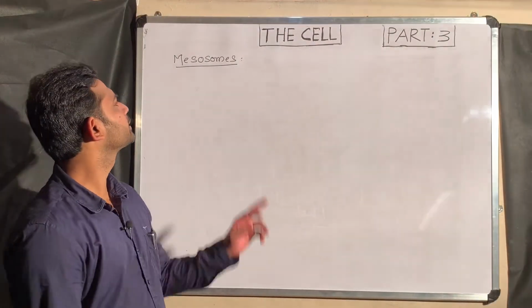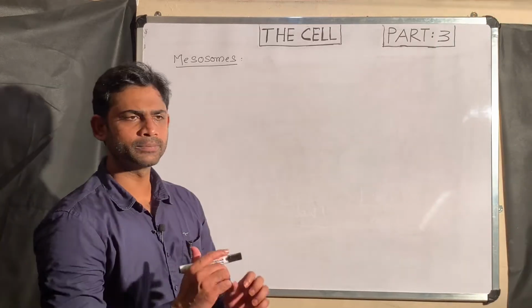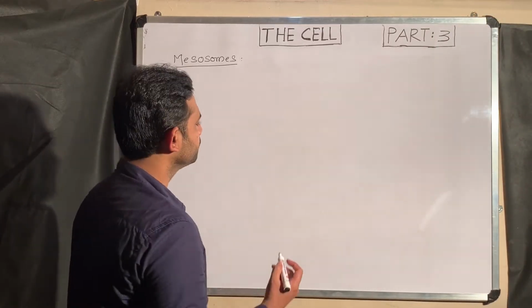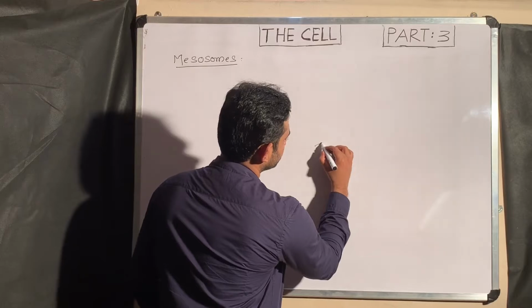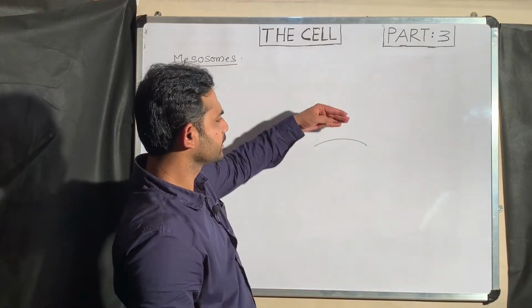Now I am going to explain about mesosomes. Here these mesosomes, for example, this is a cell wall. Okay? This is the outside.